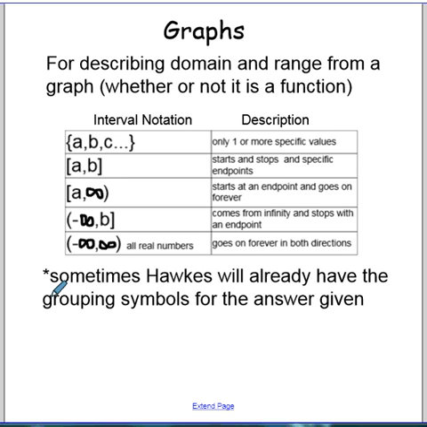I put a note here. Sometimes Hawks will already have the grouping symbols for the answer given. So, for example, if you're listing a specific set of numbers, they might already have those symbols in front, and then you're just entering your values separated by commas in between. And you'll notice that if you try and hit that button, the computer will ding at you and tell you it looks like you're trying to enter a symbol that's not needed. But when you're looking at the brackets versus the parentheses, you'll be expected to use that. And the different combinations are available under your math tool button. Same thing with your infinity sign.